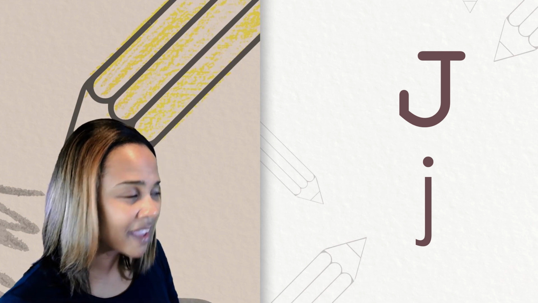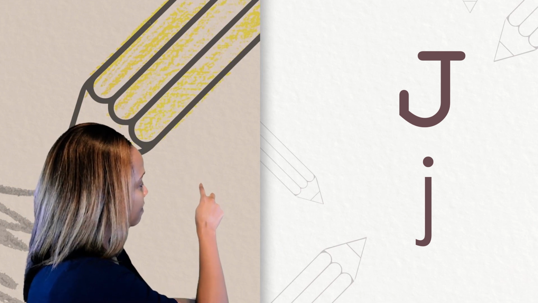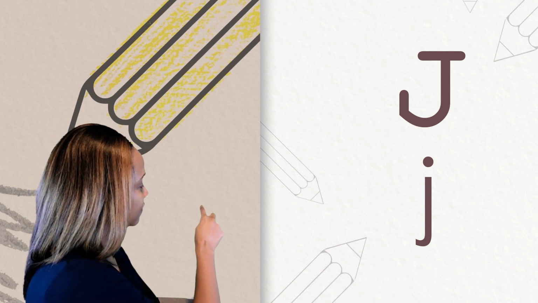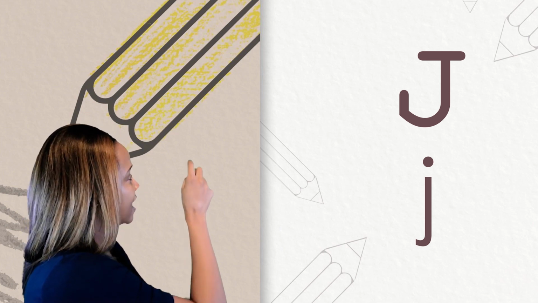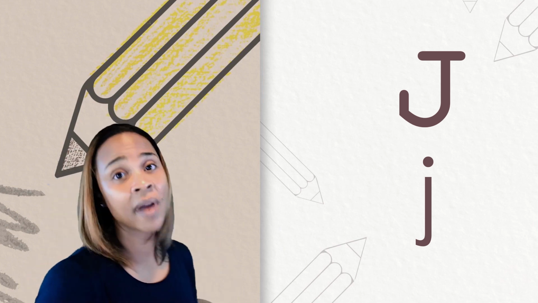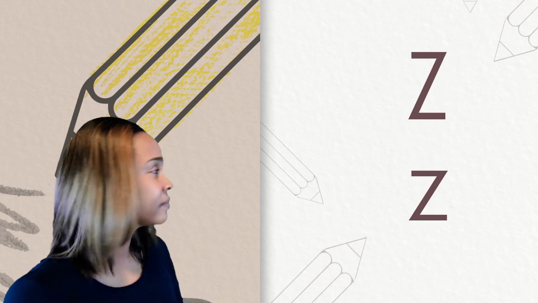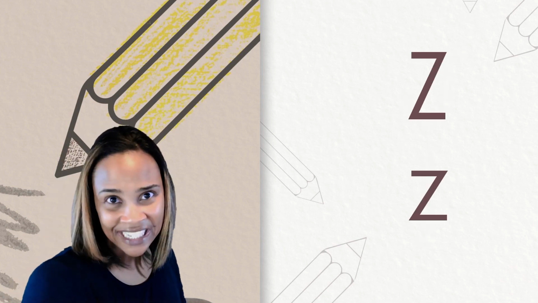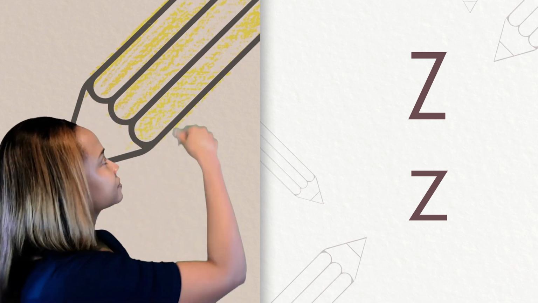Now try with me. Starting at the belly line, make a little line coming down to the foot line, past the foot line to the tail line, curving up just a little bit, and then coming back up, putting a top dot right above our belly line on that line for the j. Now let's try our last letter. I want you to watch first as we practice the uppercase Z.